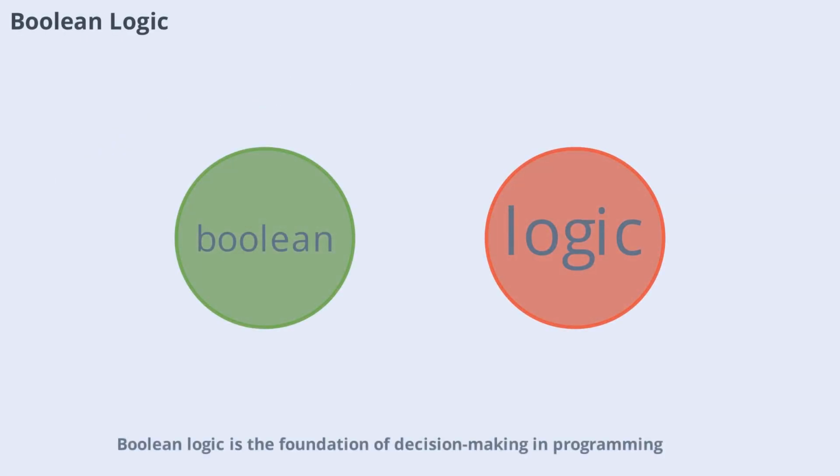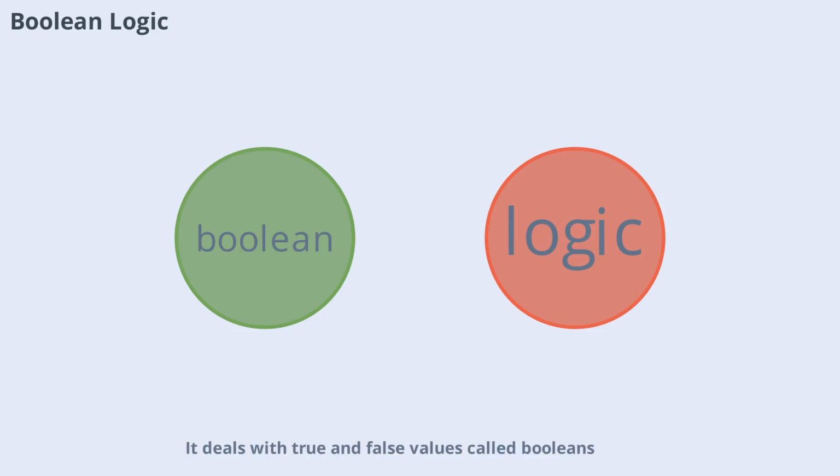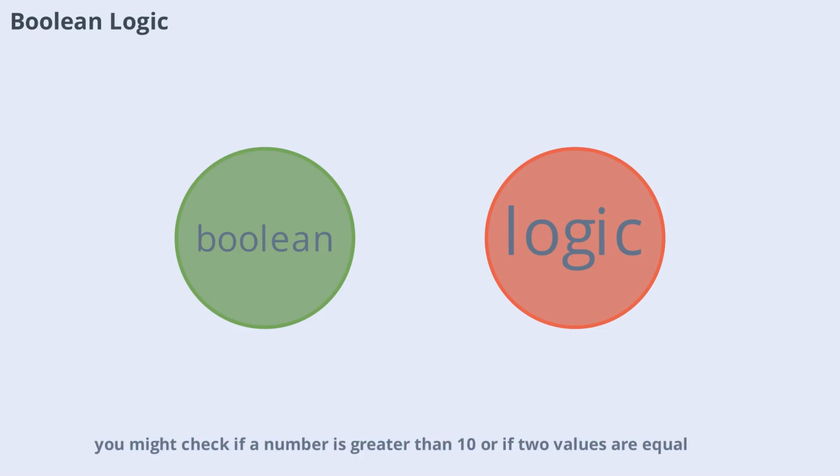Boolean logic is the foundation of decision-making in programming. It deals with true and false values called booleans. You use Boolean logic to create conditions in if statements and loops. For example, you might check if a number is greater than 10 or if two values are equal. Understanding Boolean logic helps you write programs that can make smart decisions.